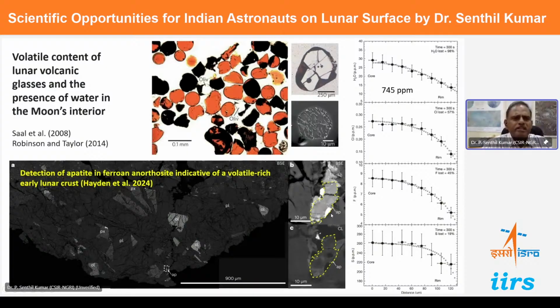Some of the volcanic beads, which came from the eruption of volcanoes, also contained some water inside. So this water comes from the interior of the moon. These materials can also be sampled by Indian astronauts. It's a very interesting topic.